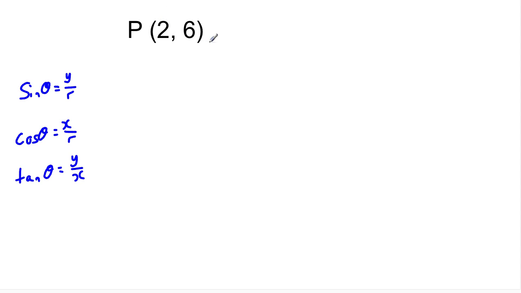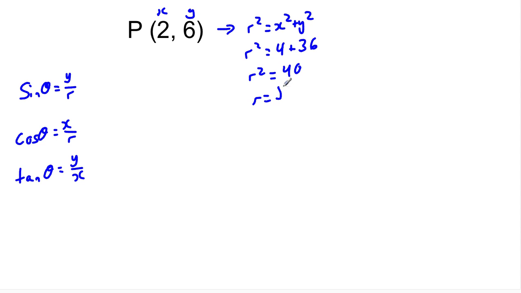All right, so let's say that that point is (2, 6), and I want to evaluate these. So I have my x, I have my y, I just need to find r. Well, r squared is going to equal x squared plus y squared. It's the same exact thing as the Pythagorean theorem. So r squared is going to equal 2 squared, which is 4, plus 6 squared, which is 36. So r squared is going to equal 40, so r equals the square root of 40.